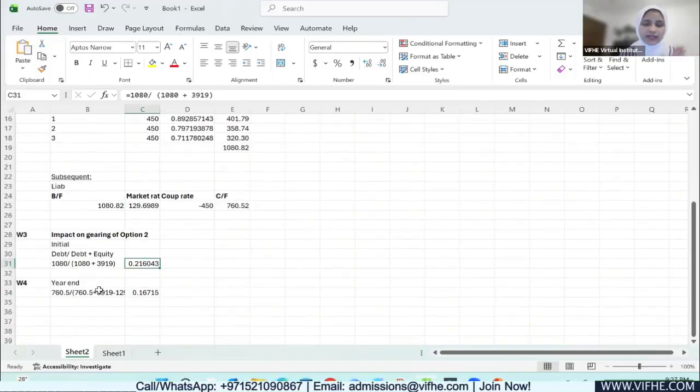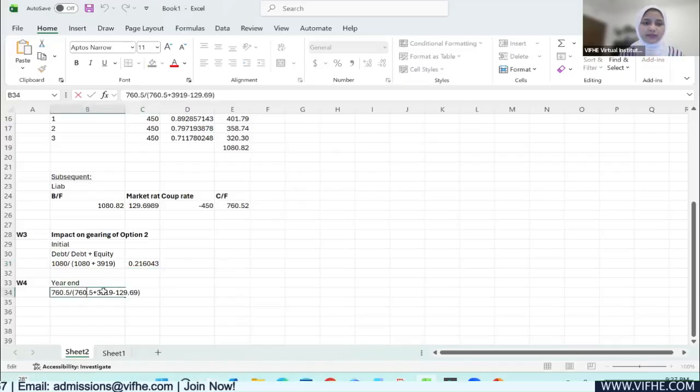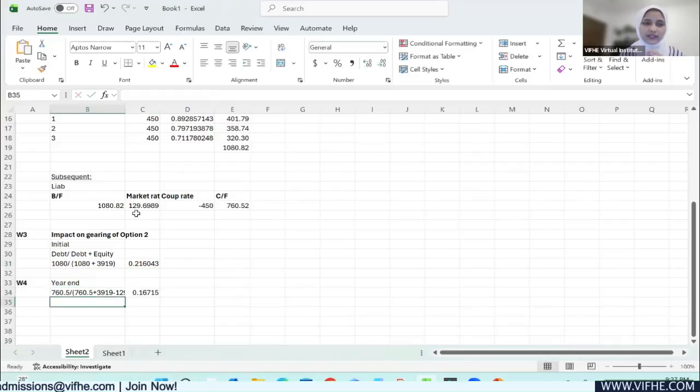At the year end, my liability becomes 760. So my ratio changes by the year end. 760 minus the 129. Why am I doing this? Because equity 3919 will have a finance cost booking of 129. It will drop. So that's why.